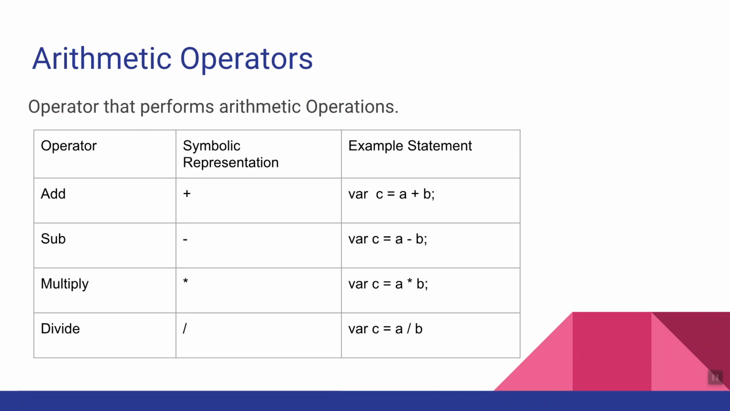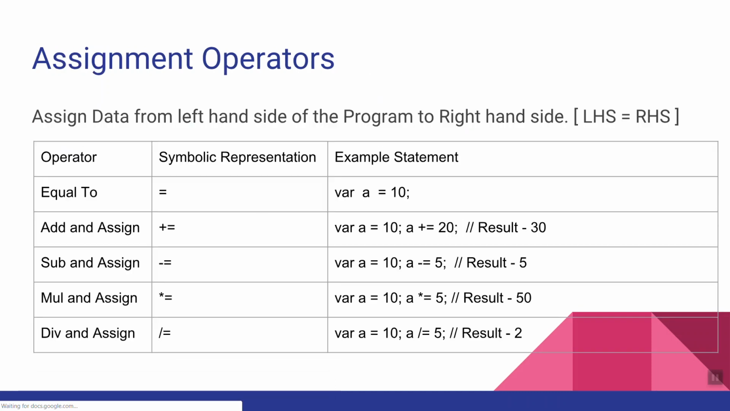So in any program, the data always flows from the right hand side of the program to the left hand side of the program. The compiler will first evaluate the expression that is available in the right hand side, which is a plus b, and then whatever is the result of it, that result will be given to the left hand side variable or data object that exists in the left hand side of the program. So that is what your assignment operator does.